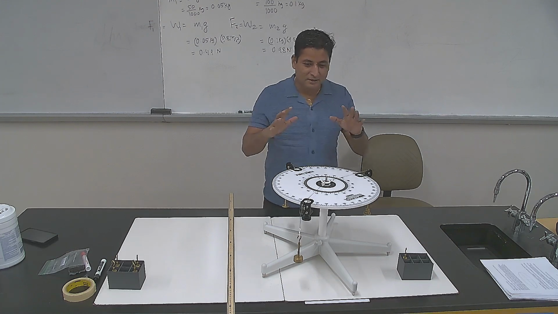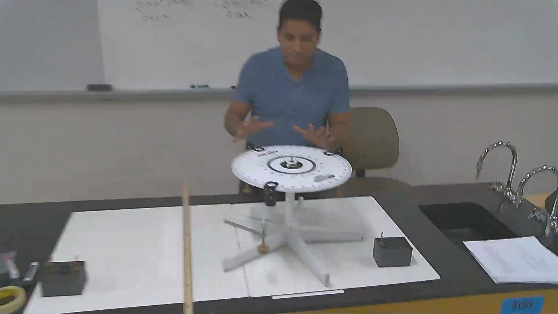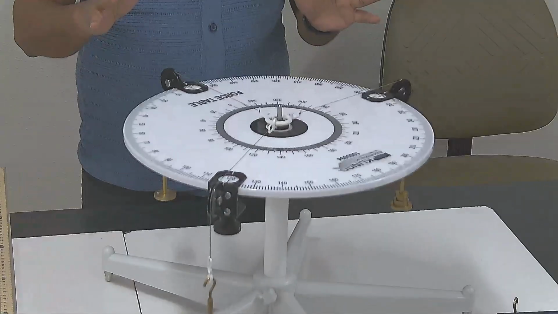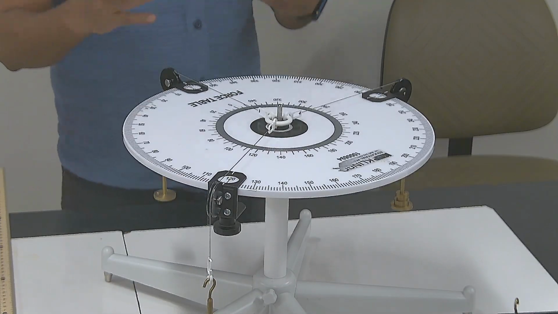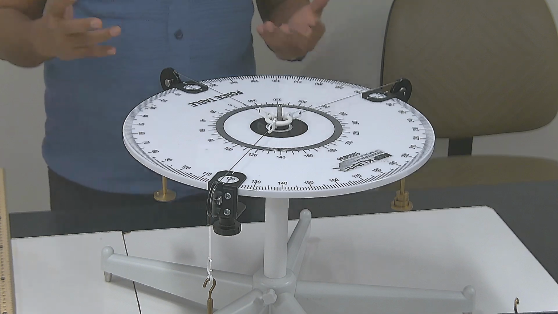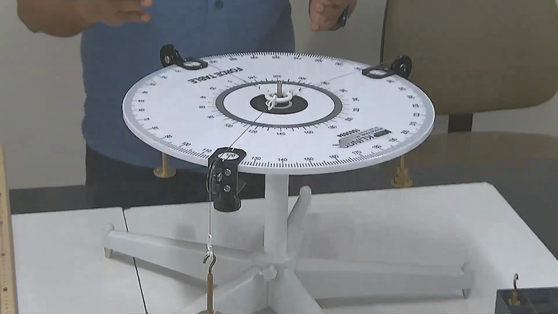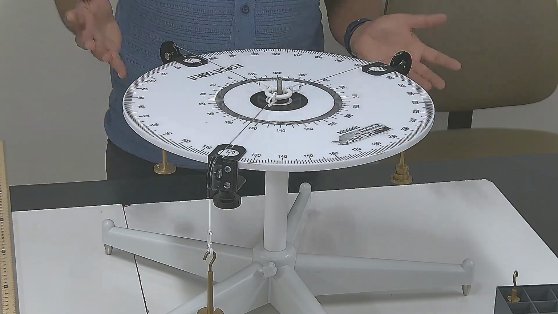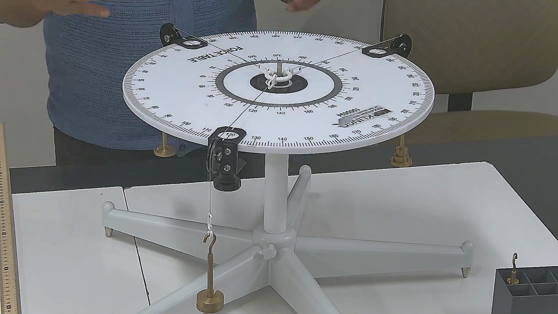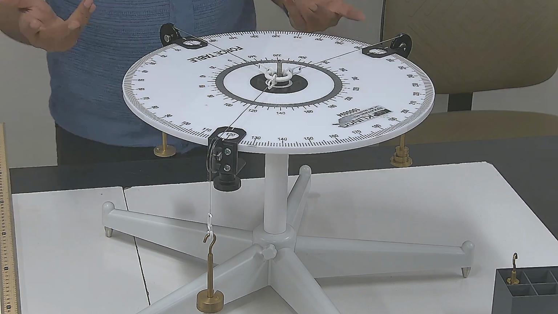So today I am going to talk about the force lab table. So this is the force table. In the force table, what we do is we want to verify the addition of vectors. In this case, the forces are the vectors because force has magnitude and direction as well.